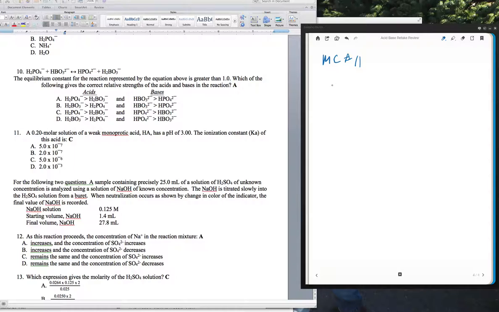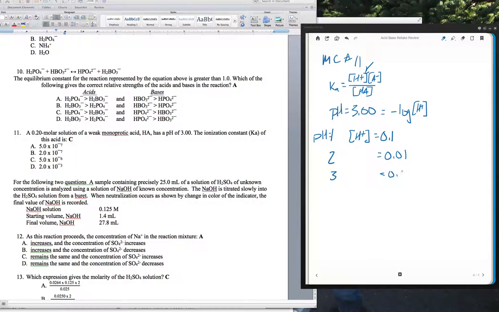And we have an ionization constant Ka. So Ka is equal to, in this case, H plus times A minus divided by HA. What we don't have is we need to find this H plus value. So if the pH is equal to 3.00, and that's equal to the negative log of the H plus concentration. The trick here is to know that if the pH is 1, that means the H plus concentration is equal to 0.1. If it's 2, then it's equal to 0.01. If it's 3, then it's equal to 0.001.